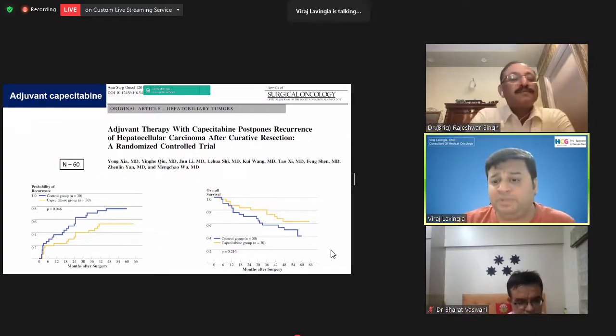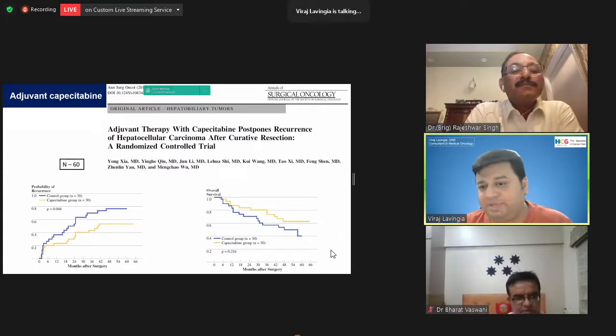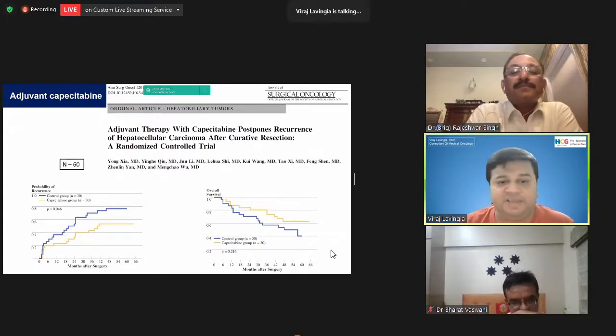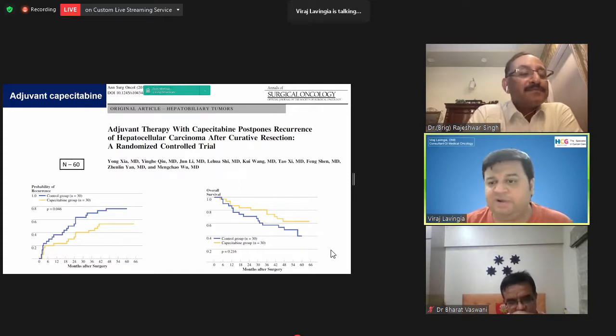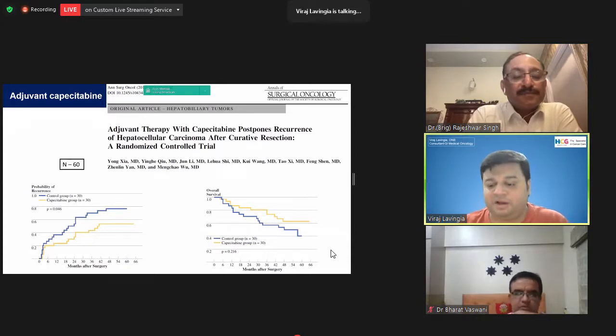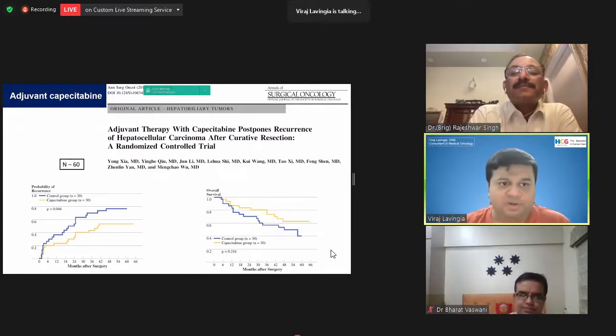Now, what we know doesn't work is chemotherapy, like capecitabine, gemcitabine, adriamycin. All of these have been tried in smaller studies, and they could not convincingly prove that there is reduction in recurrence-free survival and overall survival after liver operation.